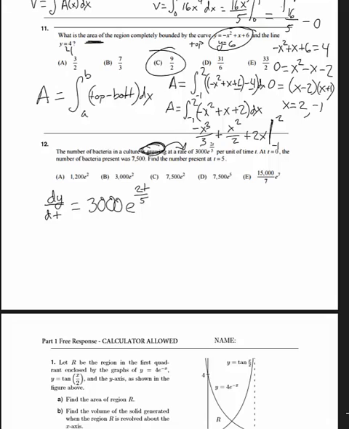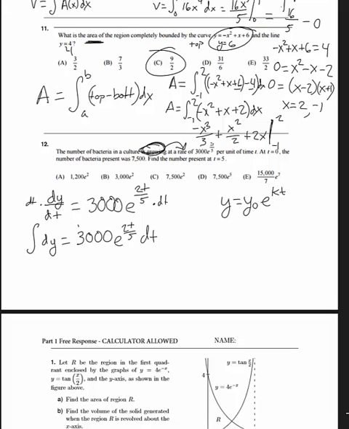A lot of times it'll say it's proportional to something, and then that's when we can do y equals y naught e to the kt. In this case, it didn't tell us that. It told us it's growing at this rate, so we need to start off with the derivative. So now we multiply both sides by dt, and we get dy equals 3,000 e to the 2t over 5 dt.